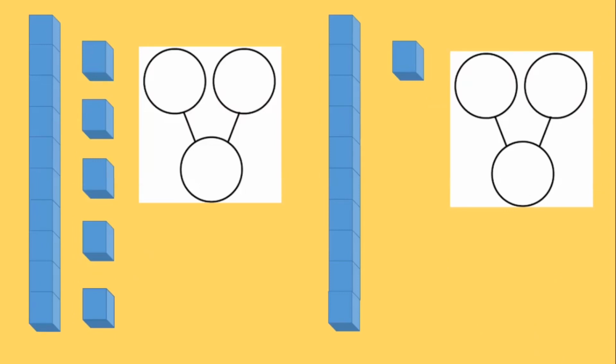Now, I don't have 10 frames, but I have a 10 stick and some extra ones. So let's look at the first one. I have a 10 stick. And how many more? 1, 2, 3, 4, 5. What do you think 10, 5? What teen number is that showing? Well, if you said 15, you are right. 10, 11, 12, 13, 14, 15. I don't have to count the cubes in the 10 stick. I know there's 10. Very good.